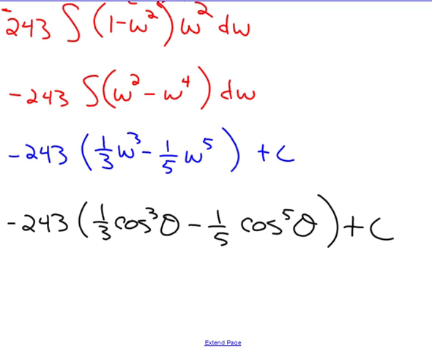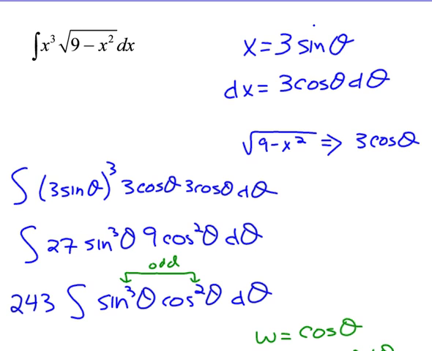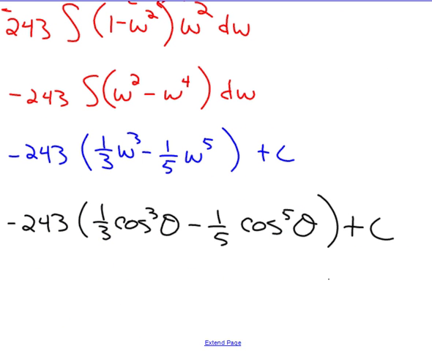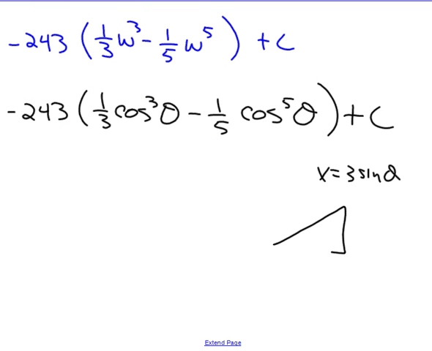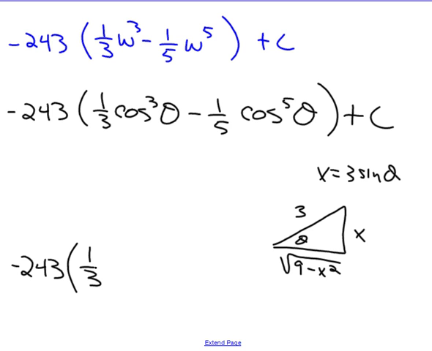So now I'm one step closer, and I have to go all the way. I have to go all the way back to x. And so I need my very original substitution, which was x is 3 sine theta. So x over 3 is sine theta, and if you think about your picture, here's theta, opposite is x, hypotenuse is 3, adjacent side must be the square root of 3 squared minus x squared. And so I get my final answer, negative 243, 1/3 cosine of theta is root 9 minus x squared all over 3, because it's adjacent over hypotenuse, cubed.